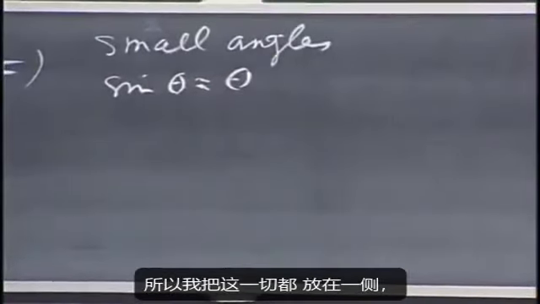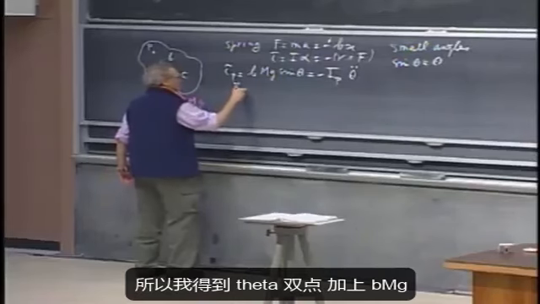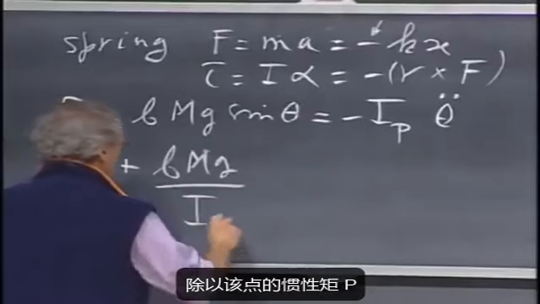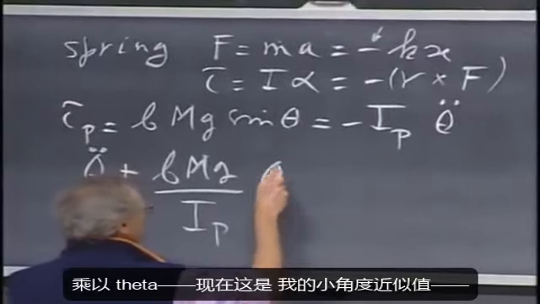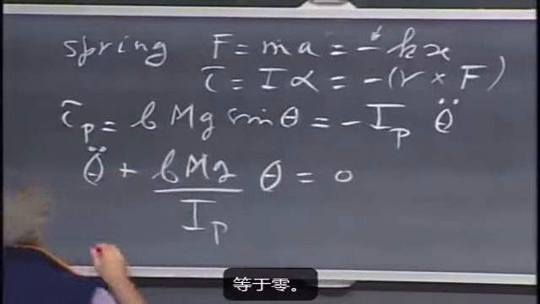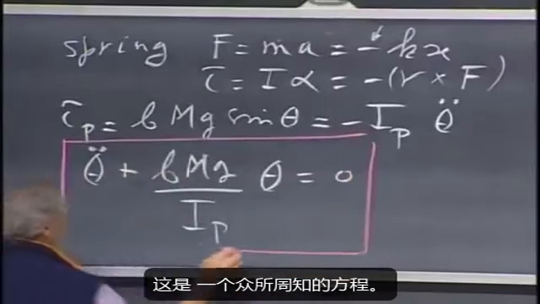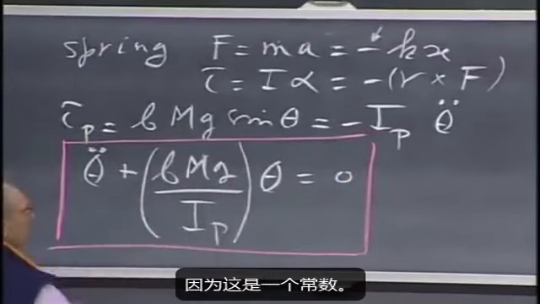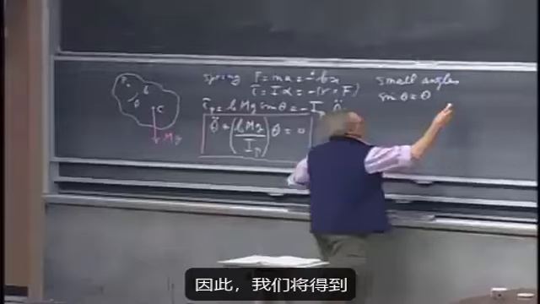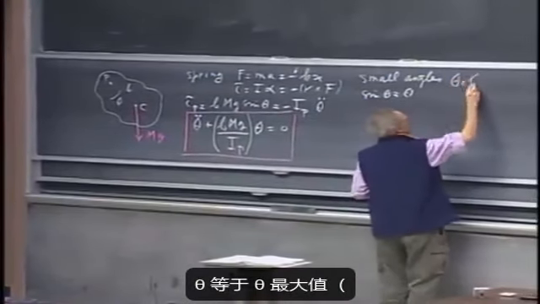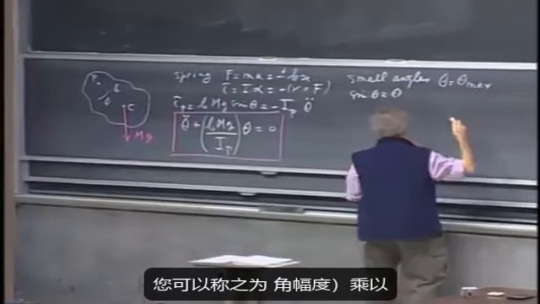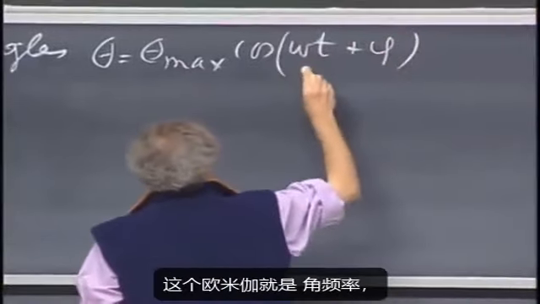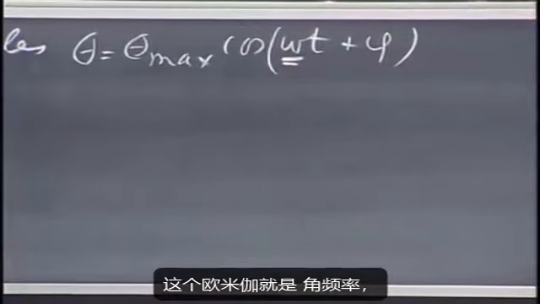And so I bring this all on one side, so I get theta double dot plus b mg divided by the moment of inertia about that point P times theta, now this is my small angle approximation, equals 0. And this is a well-known equation. It is clearly a simple harmonic oscillation in theta, because this is a constant. And so we're going to get a solution that theta equals theta maximum, you can call that the angular amplitude, times cosine of omega t plus phi. This omega is the angular frequency. It is a constant.